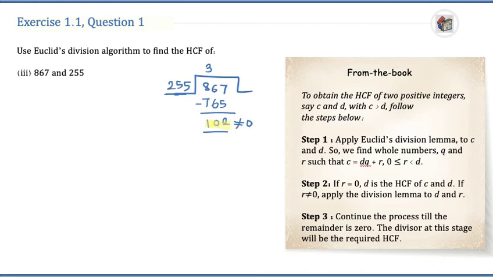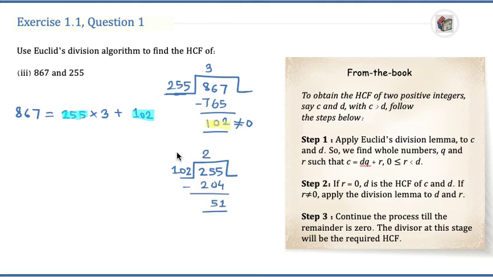And that tells me that I have to apply my lemma one more time. So let me just first write down what I have here. 867 is 255 times 3 plus 102. And now you know you have to apply the lemma on which two numbers? On the divisor at this stage and the remainder together. So you will now divide the bigger number, which is 255, by the smaller number, which is 102. Yet again, do it and then start.